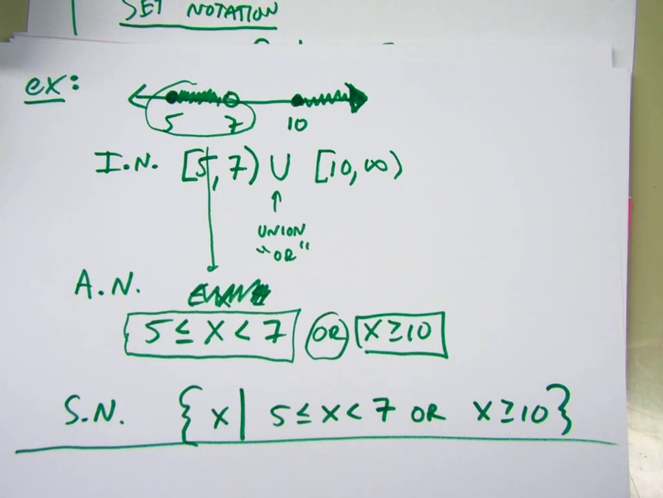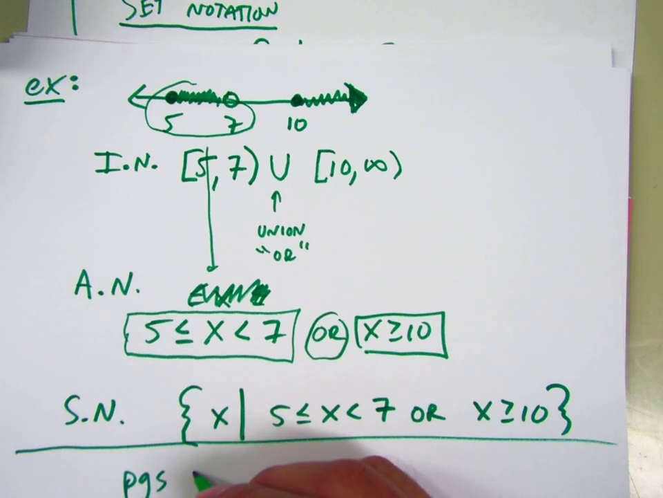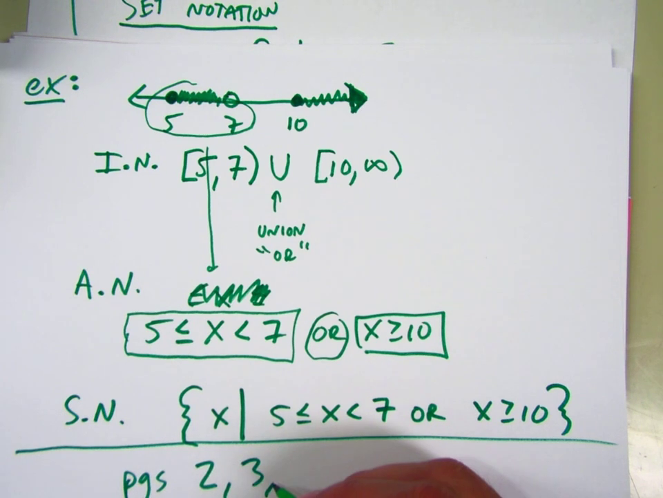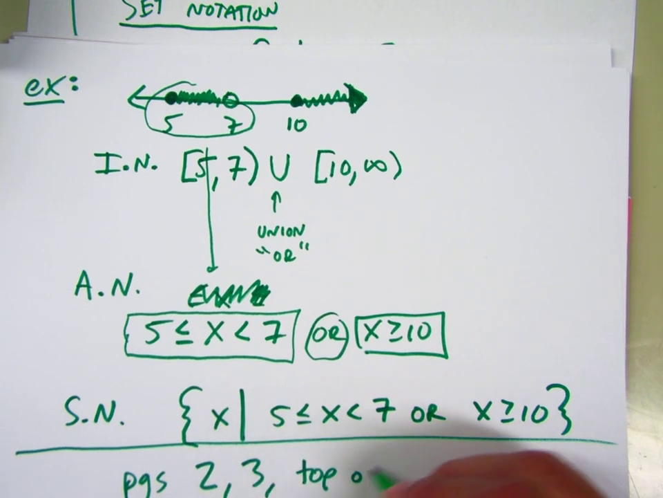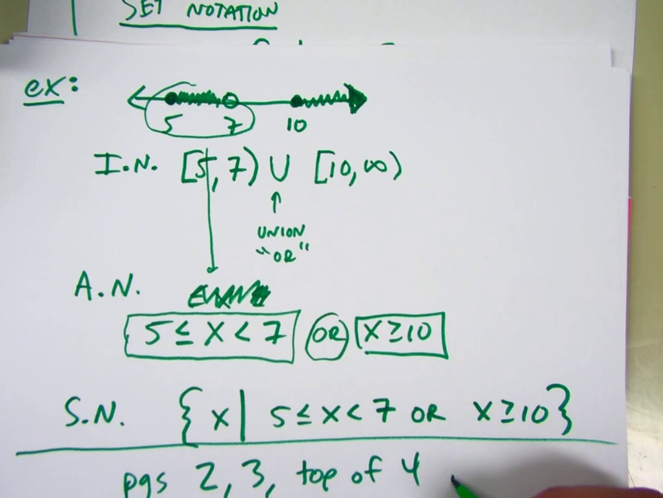That's good enough background, I think. So now what you're going to do is go through pages 2, 3, and the top of 4 in the packet.